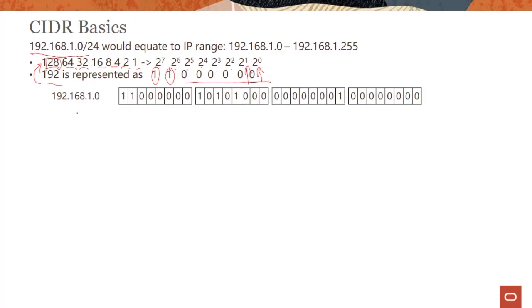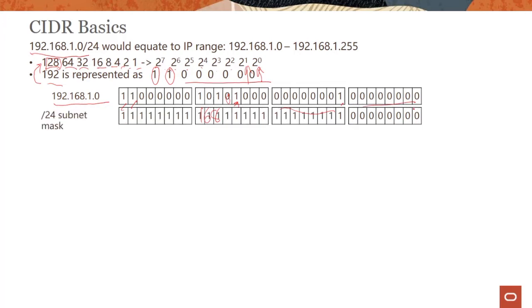So now, if I ask you to represent 192.168.1.0 in binary, this is what it would look like. So 1 and 1 here, because you add them, you get to 192, rest everything 0. For 168, you have 1, which is 128. The next bit can be 0. I don't need that. I definitely need 32, so 128 plus 32 is 160. The next bit is 16. I don't need that, so that's a 0. But the next one I need to get to 168. So 10101000, all zeros here. And then, of course, 1 is represented by all zeros here, 1 here, and then 0 is all zeros, right?